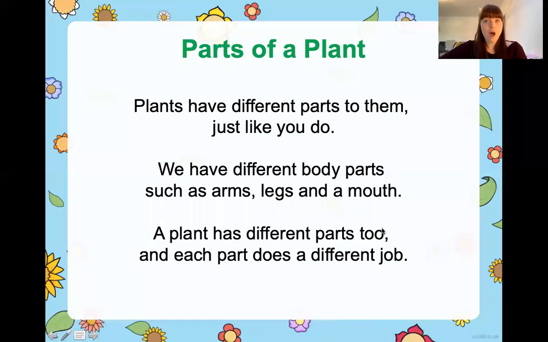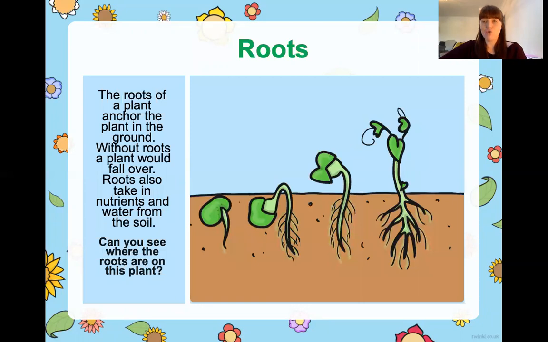Plants have different parts to them, just like you do. So whereas we have arms, legs, and a mouth, a plant has got different parts too, and every part does a different job. They have roots. The roots of a plant anchor the plant in the ground, so it keeps it in the ground, because without them, the plant would just fall over.